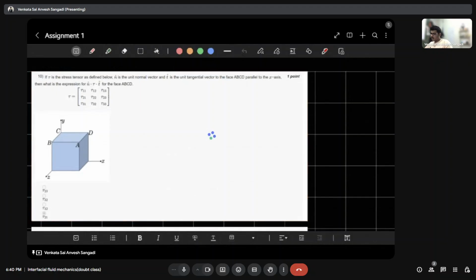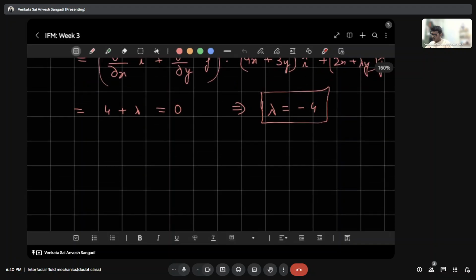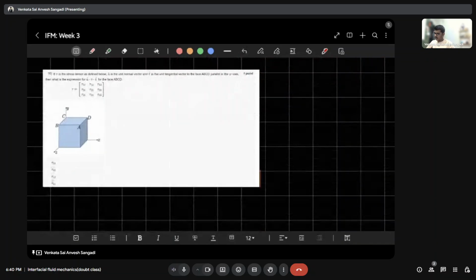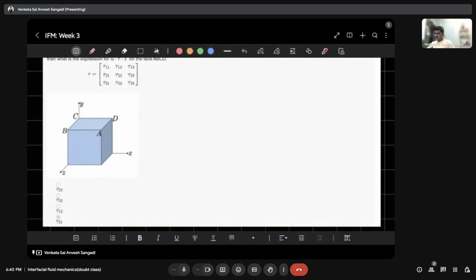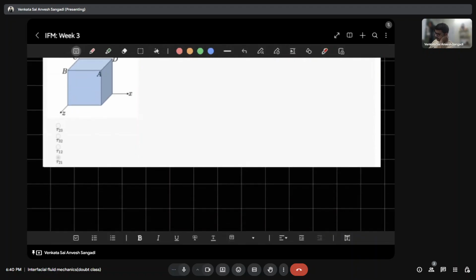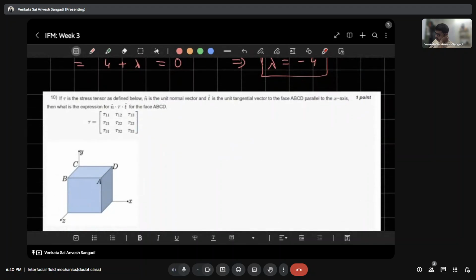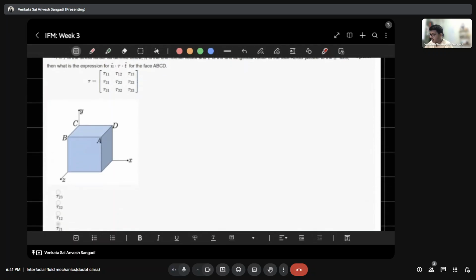Let's look at the final question. So again, if tau is the stress tensor as defined below, n hat is the unit normal vector, and t hat is the unit tangent vector for the face A, B, C, D, and the tangent vector t hat is parallel to the x-axis, then what is the expression for n hat dot tau dot t hat?